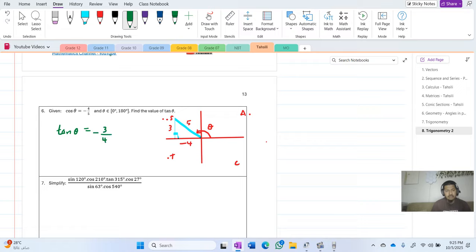Next one, we want to simplify this. So what I'm going to do is simplify each one and then put everything together. So first we'll find sine 120.